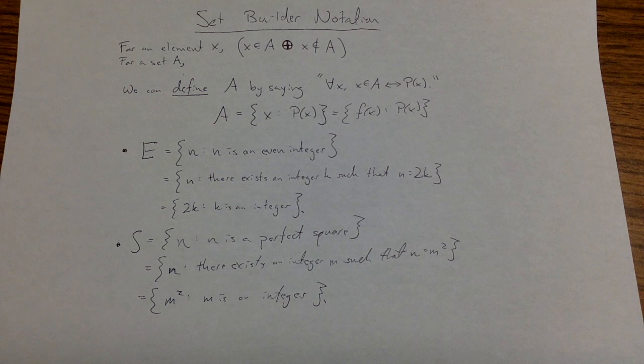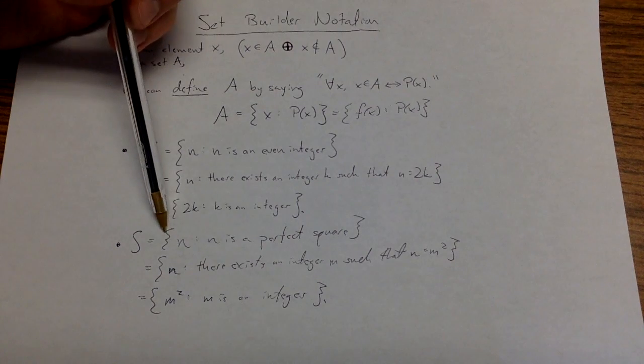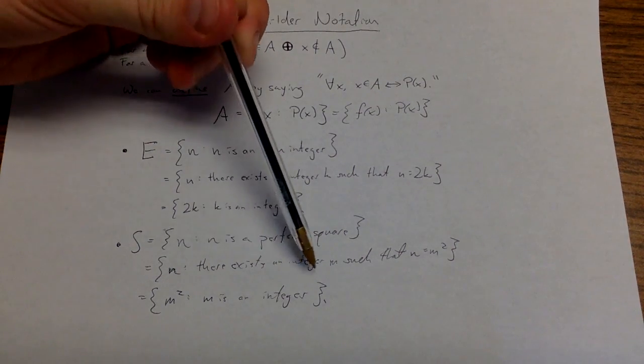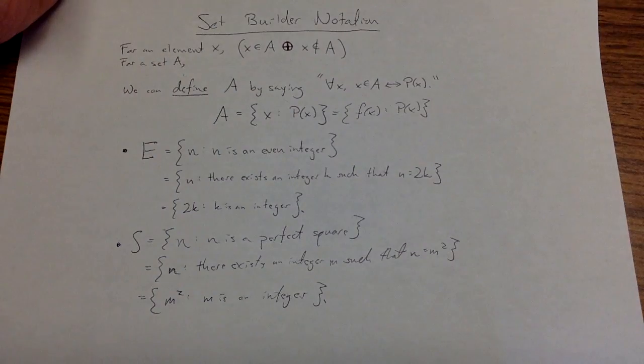Now consider my set S. I define it to be the set of integers n such that n is a perfect square. What I mean by n being a perfect square is that there exists an integer m such that n is equal to m squared. So going from this set builder notation to this is really just expanding what I mean by n being a perfect square. I'm saying there exists an integer m such that n equals m squared.